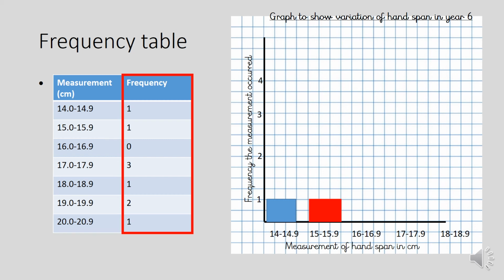Okay, so look at the next number then, 17.0 to 17.9. How many people had a measurement that was in that group? Okay, 3. So where will my bar go? Now it's important to notice that I'm going to leave enough space for the 0. We want to show there's nothing there. And enough space between the bars. So where do you think my next bar will go?